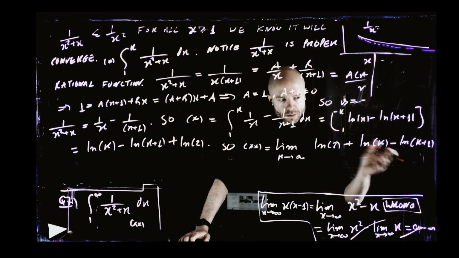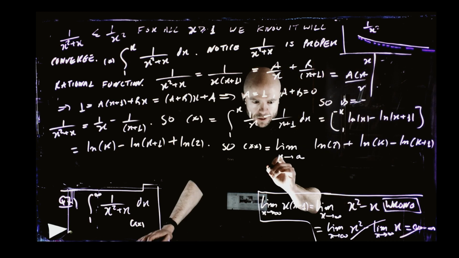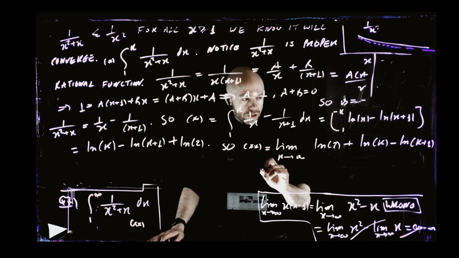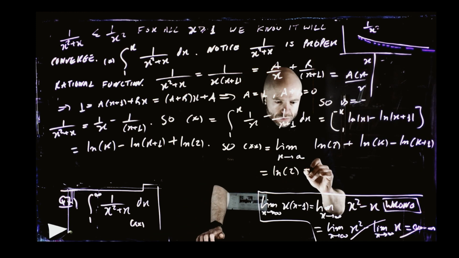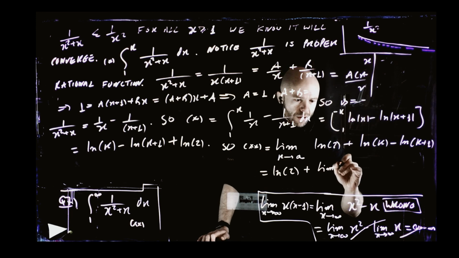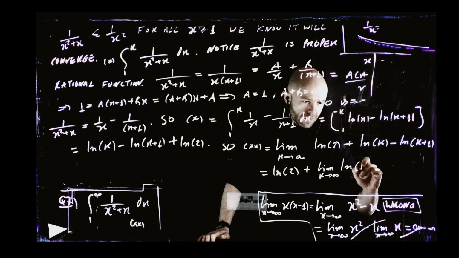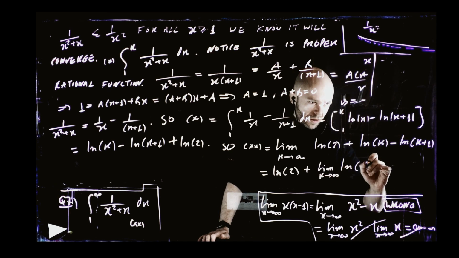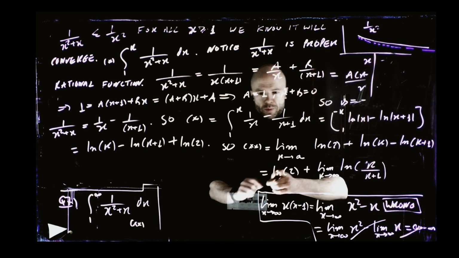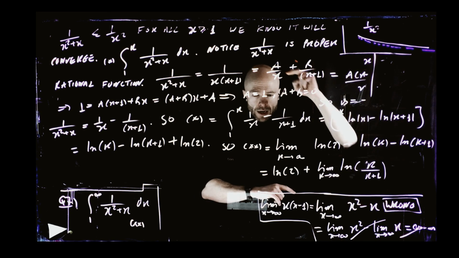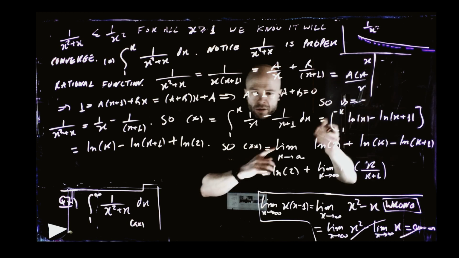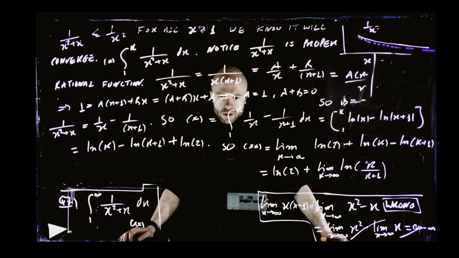So how should we understand this? Perfect. Thank you. Yes, we can use limit laws. So this 2 we just pull out because it doesn't involve R. And then this is plus the limit as R goes to infinity of log of R over R plus 1, just by limit laws, right? Because log of A times B is log of A plus log of B, and log of A over B is log of A minus log of B. These are the limit laws we learned back in the day, yeah?